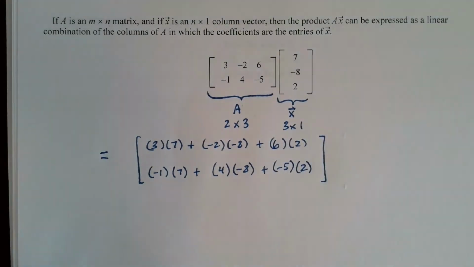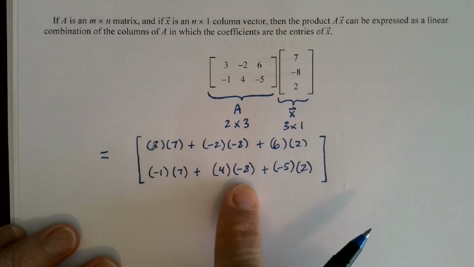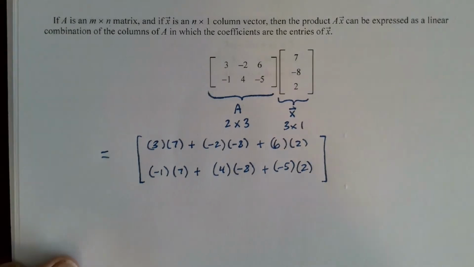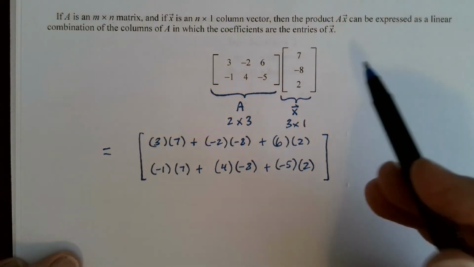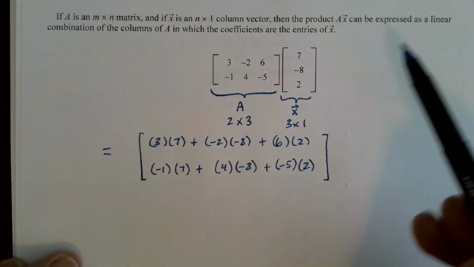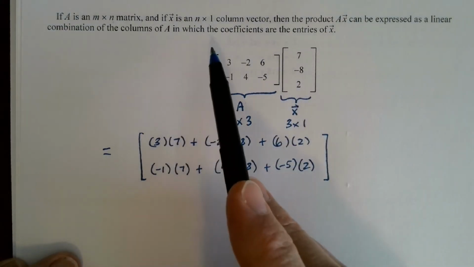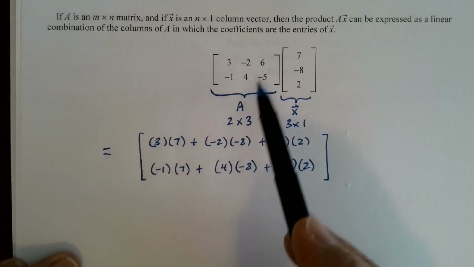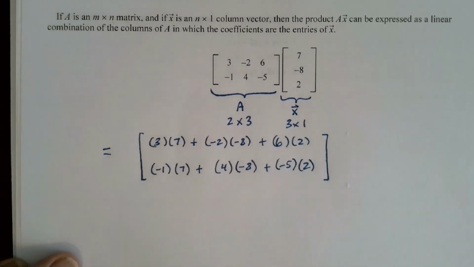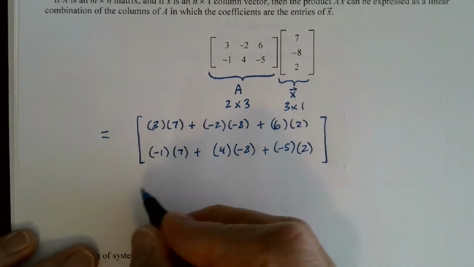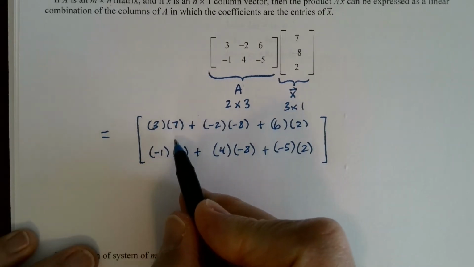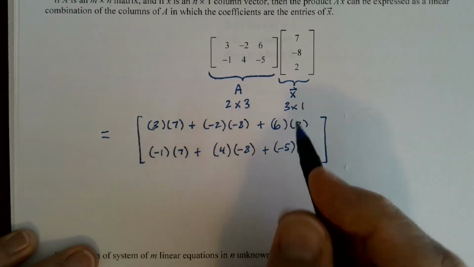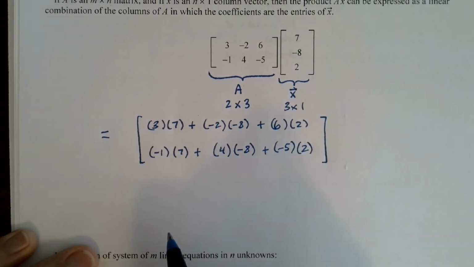Okay, and so we can certainly do the arithmetic now and get these two quantities, right? We'll get our 2 by 1 matrix. But I'm trying to illustrate how this becomes a linear combination of the columns of A, in which the coefficients are the entries of X. What are the columns of A? You see we have 3 columns in the matrix A. So when you look at this, notice something. You can see the common multipliers of 7, -8, and 2 from our column vector X.